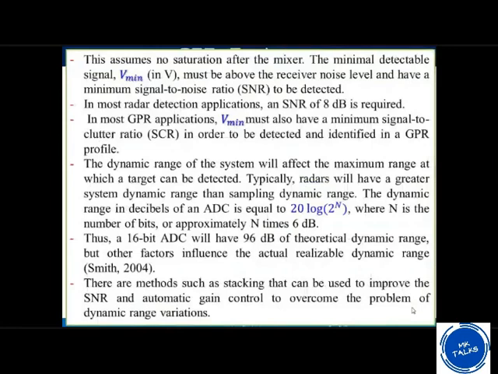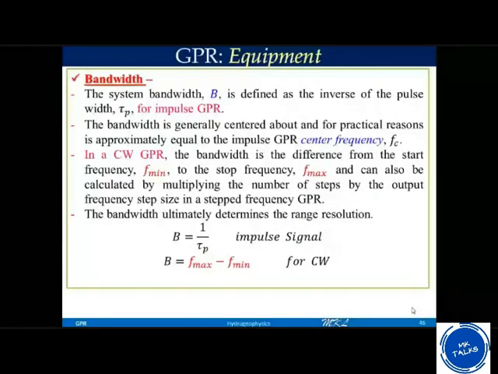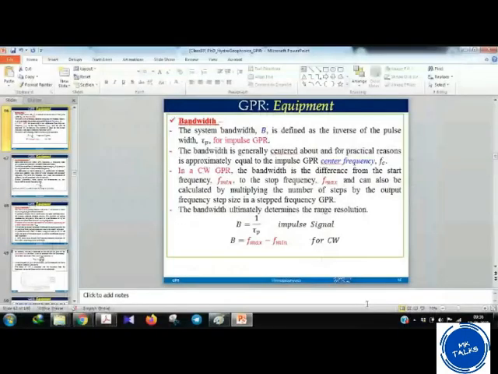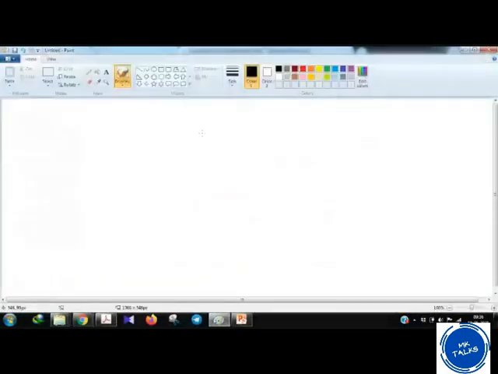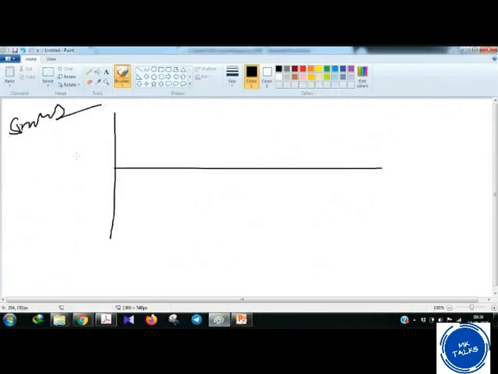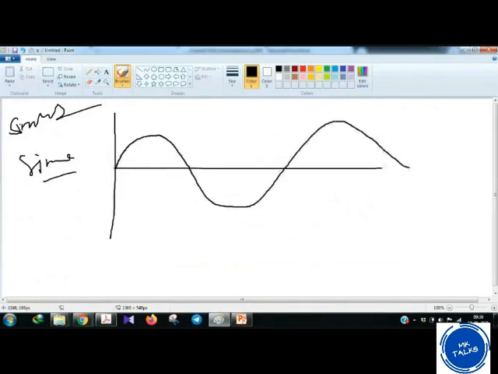Next is bandwidth. This is very important. Let me talk to you about a signal, any signal. Let's take a sinusoidal signal. I'm talking about a sinusoidal signal. A sinusoidal signal means it's a sine wave. How does a sine wave generally occur? It looks like this, this is a sine wave.